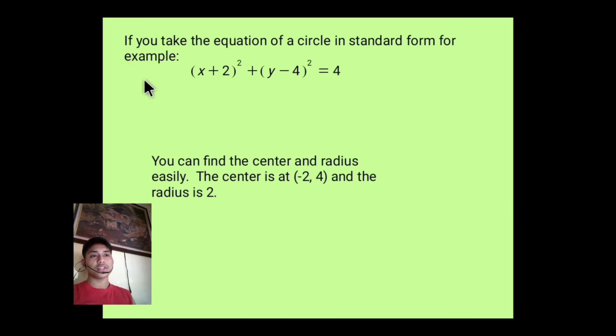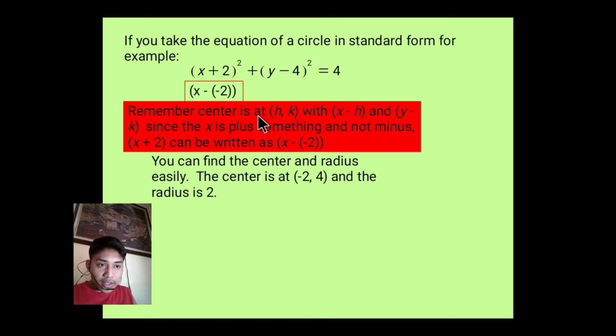Next, take the equation of a circle in standard form, for example, (x plus 2) squared plus (y minus 4) squared equals 4. Now you can find the center and radius easily. The center is at (negative 2, 4), since the positive 2 becomes negative 2, and the negative 4 becomes positive 4. The radius is 2, because we find the square root of 4, since r squared is 4. So the radius is 2.